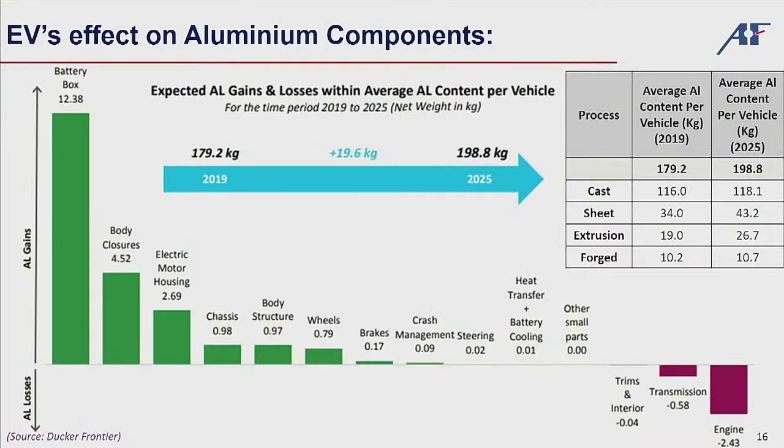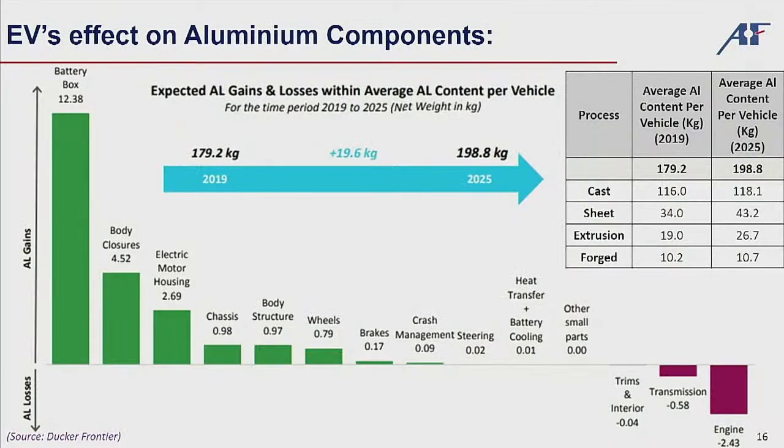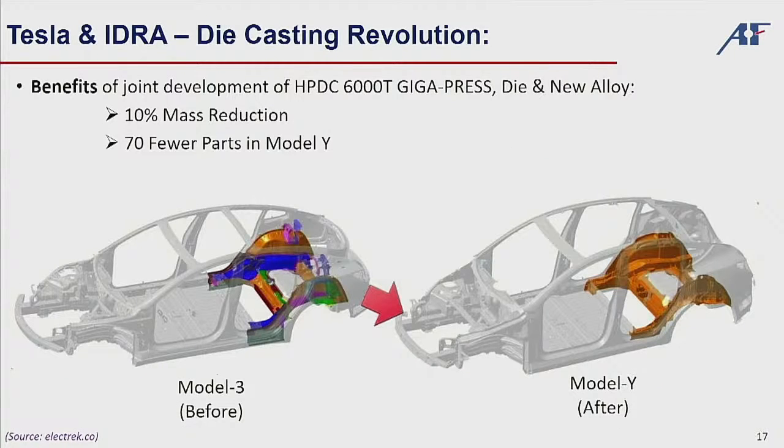These are the aluminum components where the aluminum content per vehicle is mentioned. Battery box, the biggest part of aluminum in the new EVs. Body enclosures. This is also an interesting story.